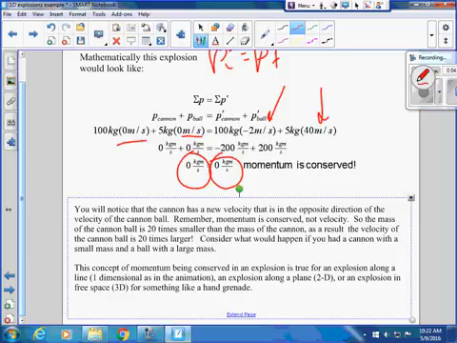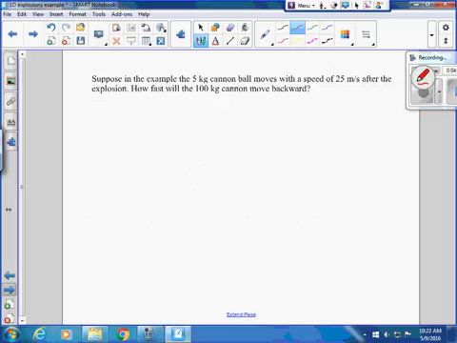I think we have an example next. Do you guys have this example on yours too? Okay, so let's do this one here.